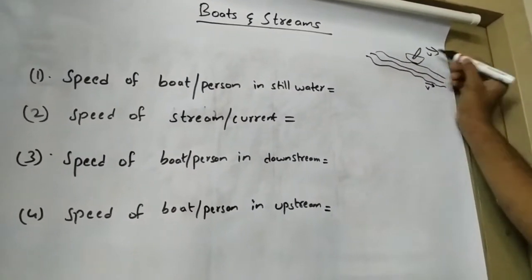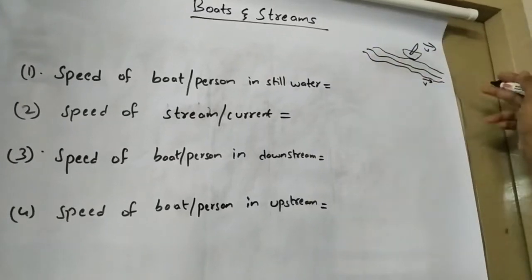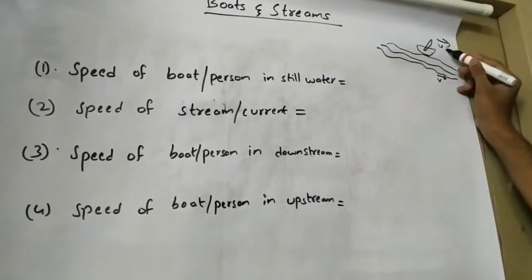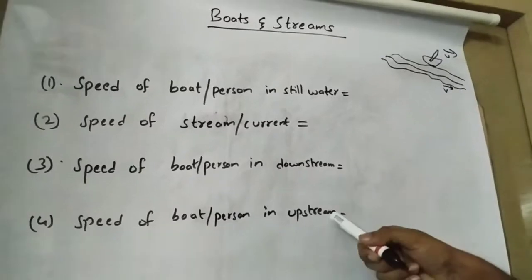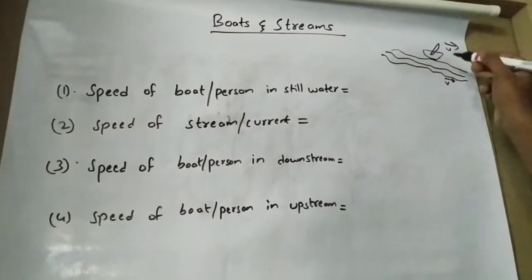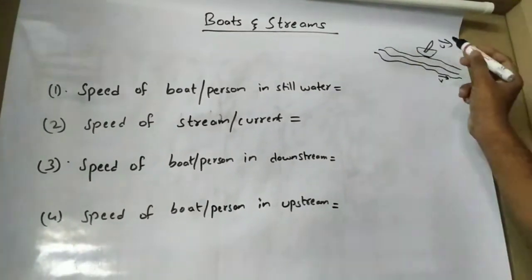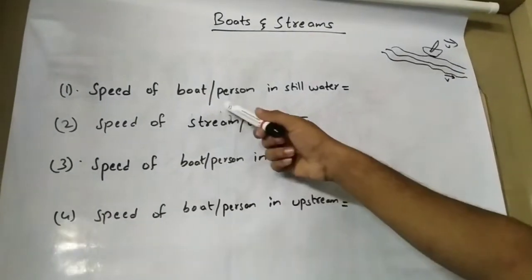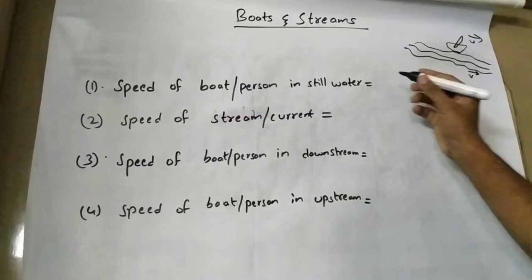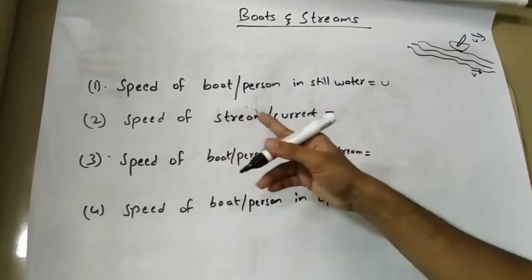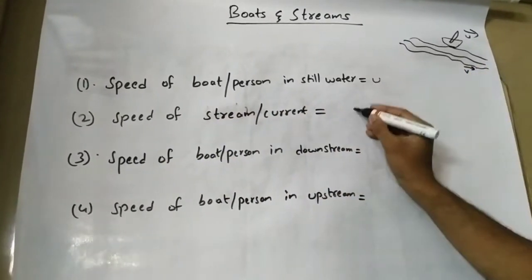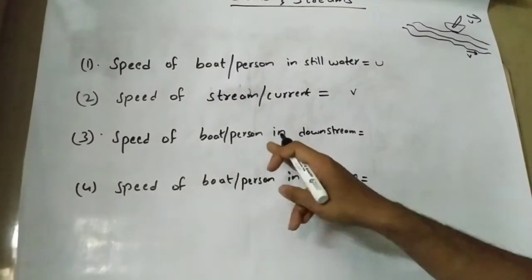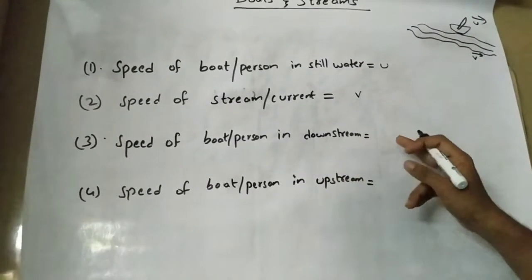For example, if the boat is going along the direction of the river flow, then it is called downstream. And upstream means the boat is going in the opposite direction of the river, then it is called upstream. So the speed of boat or person in still water is U, and the speed of stream or current is V.